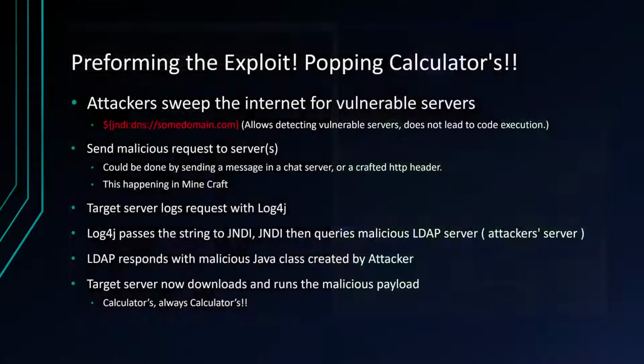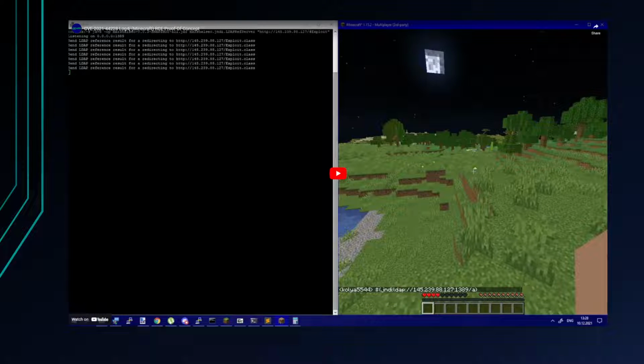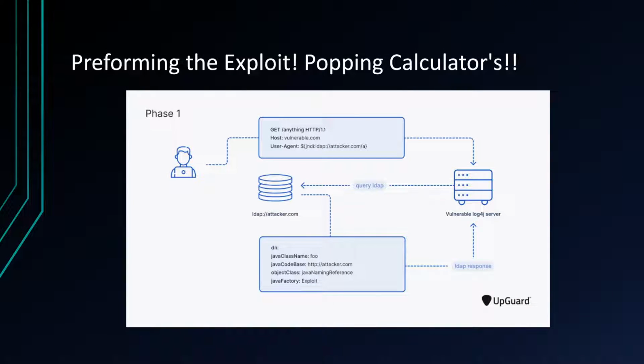So what was happening in there is the target server logs the request with Log4j. Log4j passes the string to JNDI. JNDI queries the malicious LDAP server, and LDAP responds with the malicious Java class created by the attacker, and the target server now downloads and runs the malicious payload. Calculators, baby. Everybody gets a calculator. So this is just a little diagram of everything I just explained. It sends the user agent, the Log4j server, Log4j queries LDAP, and boom, back around.